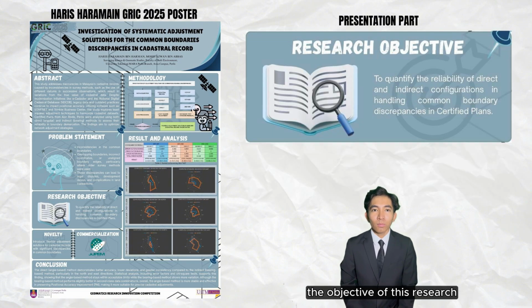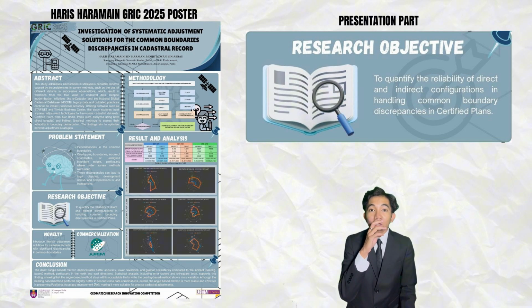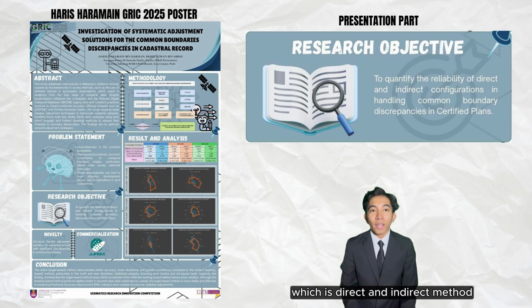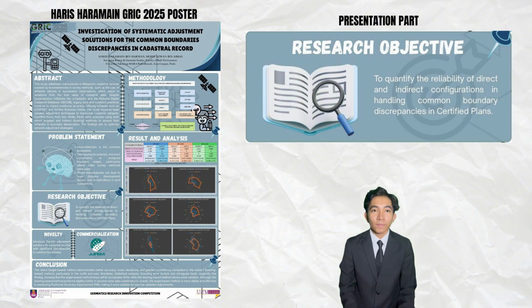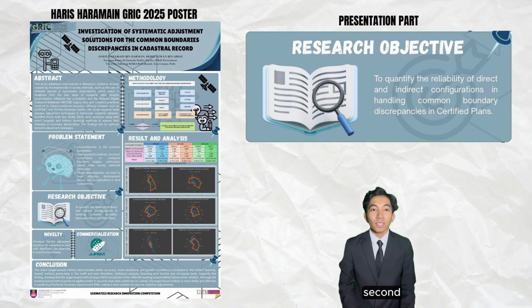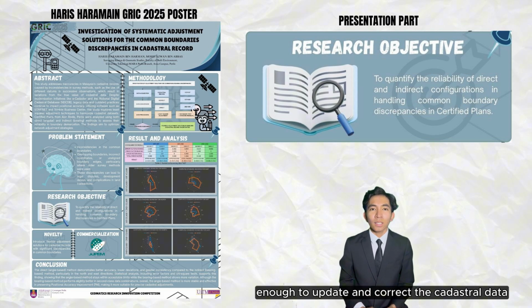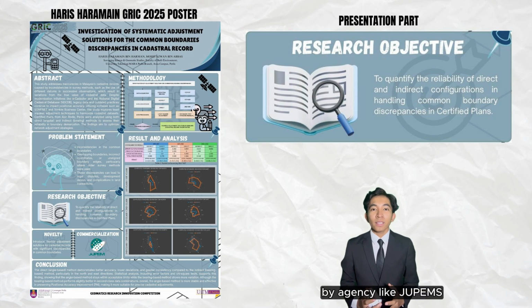The objective of this research is very focused: to evaluate and compare the reliability of two key survey methods, which are the direct and indirect methods, in correcting common boundary discrepancies in certified plans. Specifically, we want to know which method provides more consistent and accurate results. Second, can this method be trusted enough to update and correct the cadastral data? And the third is, which method is better suited for implementation by agencies like JUPEM?